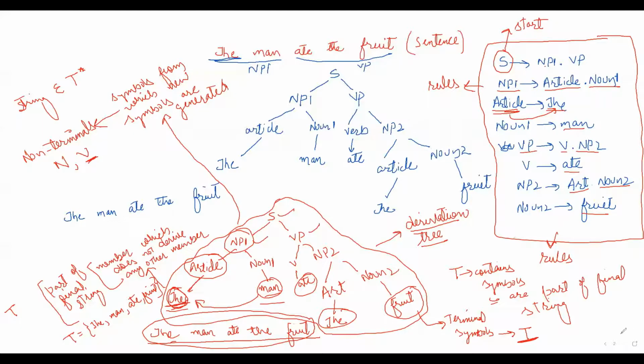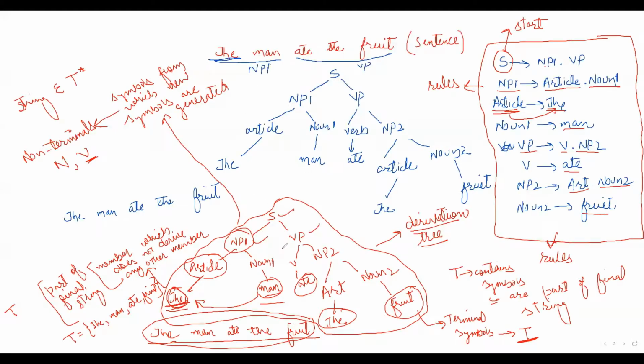Now let me write an example here. For example, S gives A, B, A. Here you can see that every string, or every sentence, can be generated from this particular symbol, which is called the start symbol.